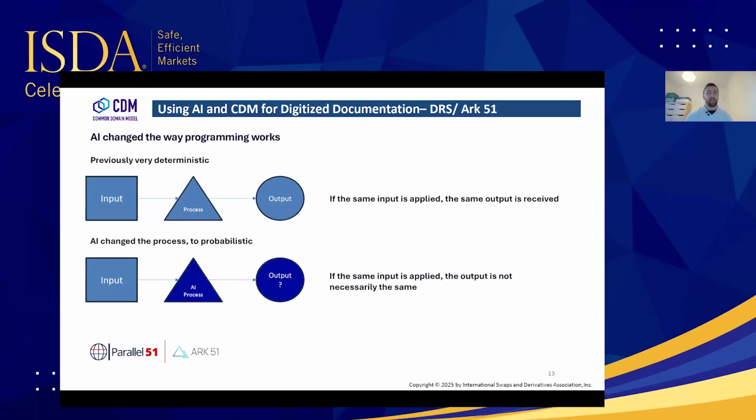AI flipped that on its head a little bit and changed the process to probabilistic. Effectively, now when you put the same input in, the output is not necessarily going to be the same. It's worked out via a lot of interesting data models. There's a lot of probability matrices that go on behind the scenes to work it out. But the large language models are effectively saying, what's the most sensible thing to say here based on probability models and statistics? And while it will get closer and do quite well with the output, if it's a very structured question that's put in, there is still no way to guarantee 100% certainty that the answer is going to be what you expect it to be when dealing with AI.